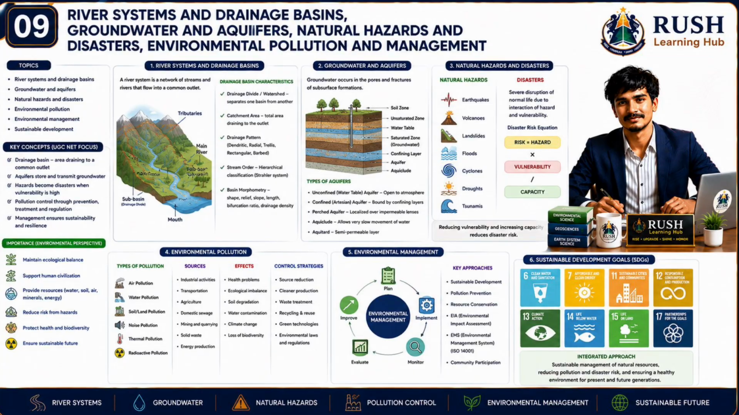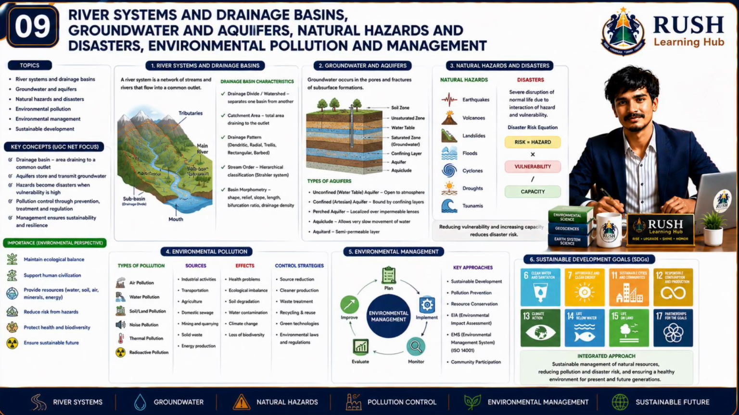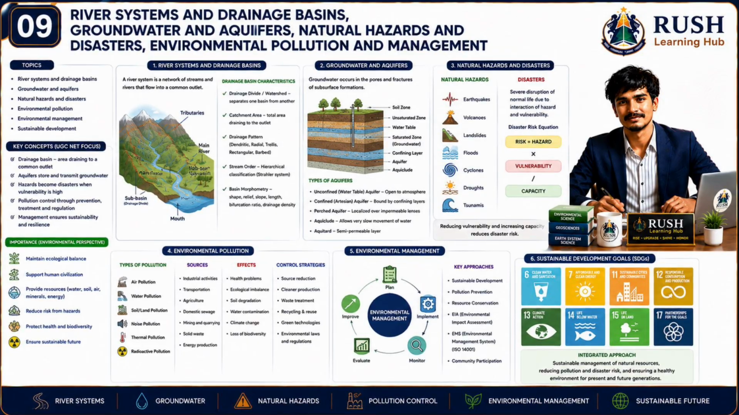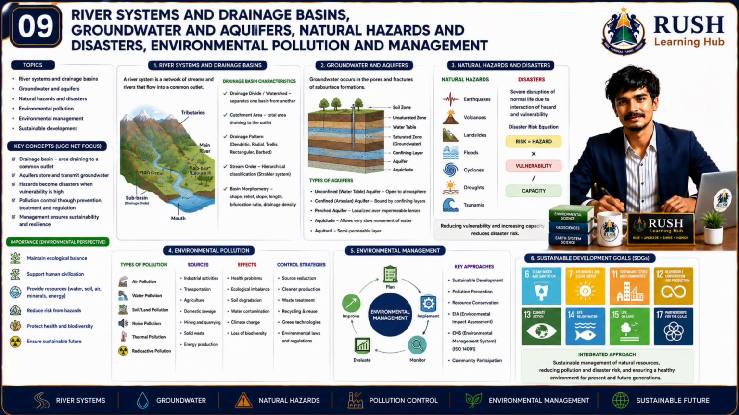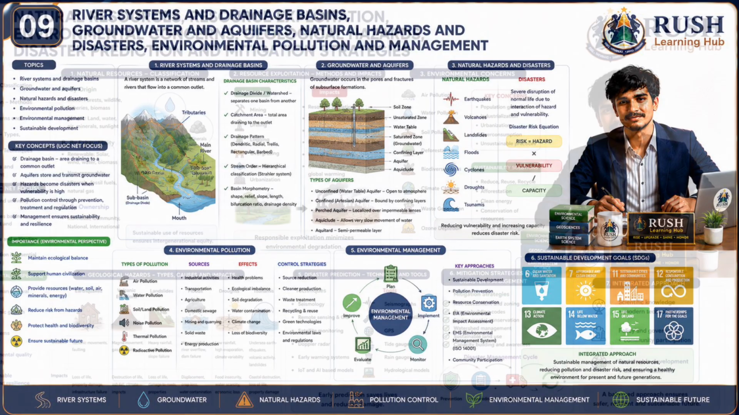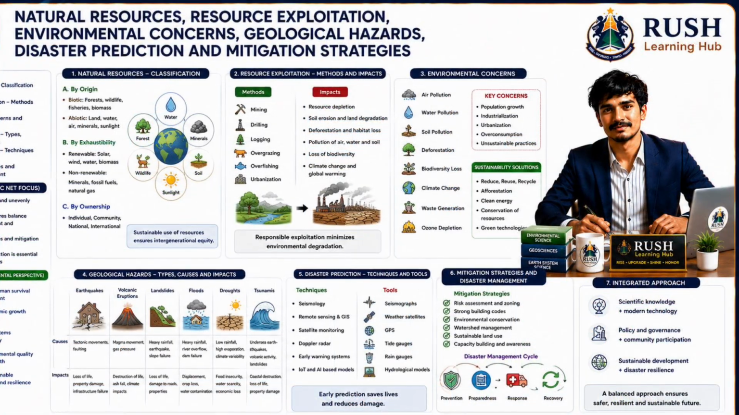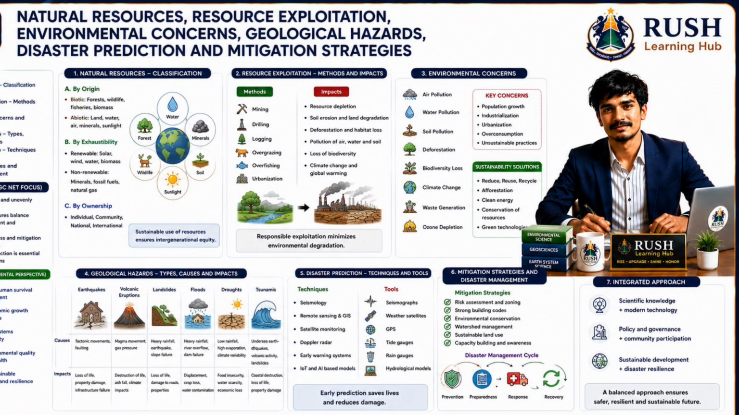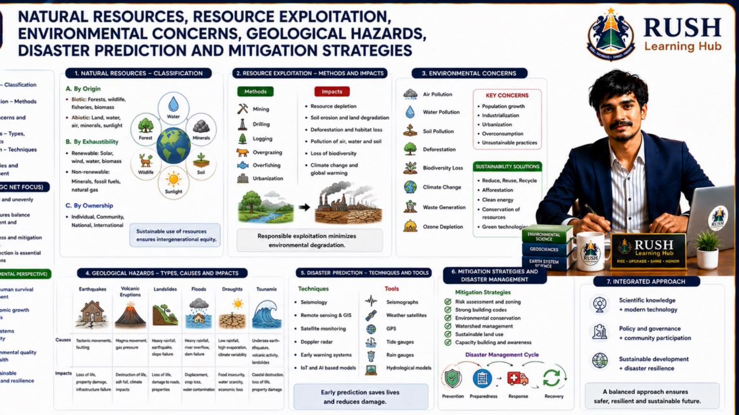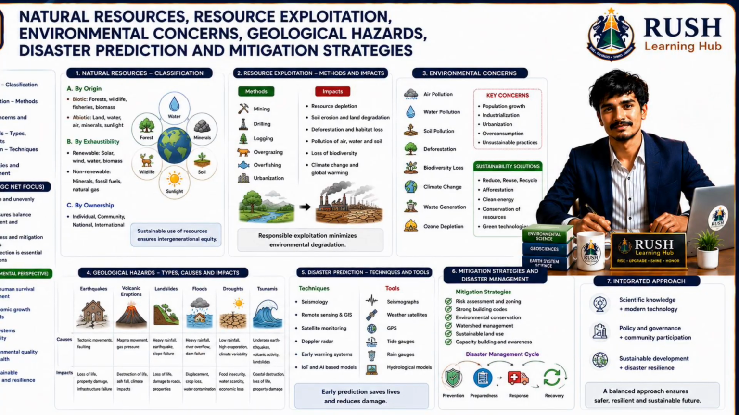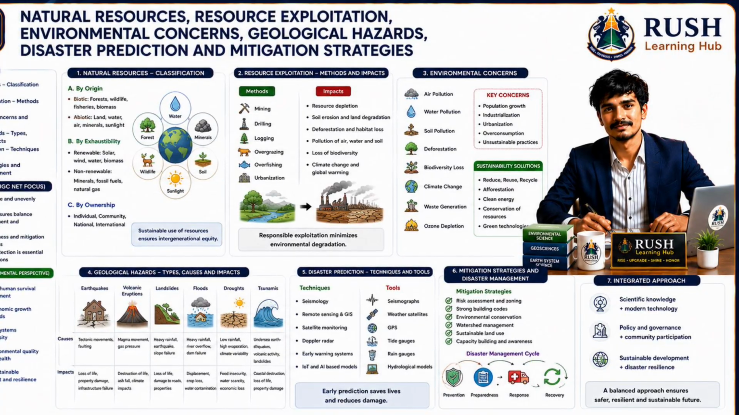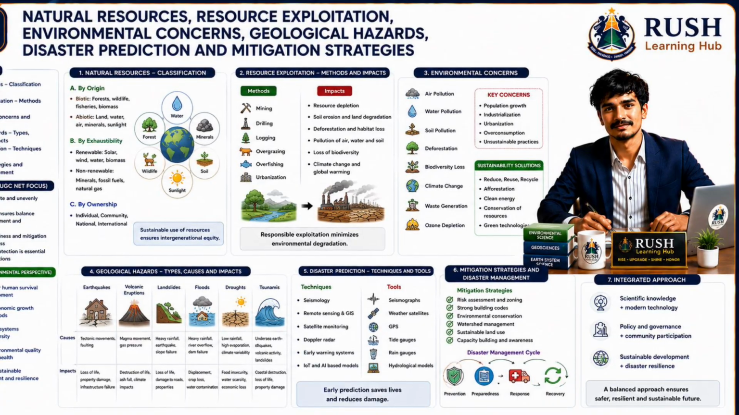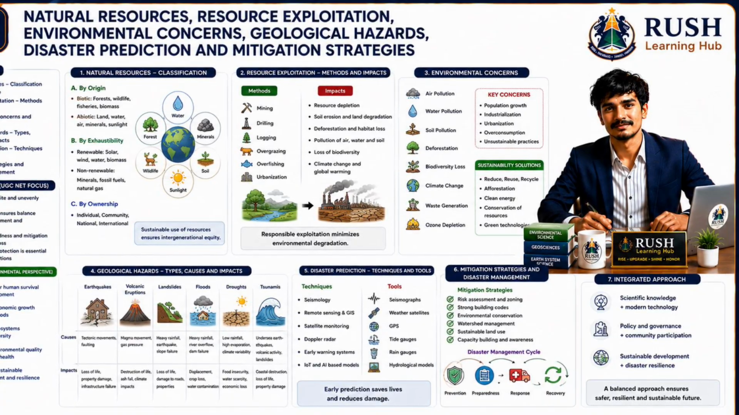These concepts are frequently asked in UGC NET and JRF examinations and are extremely important for understanding groundwater resources and their sustainable management. Let us begin with natural resources. Natural resources are materials and substances obtained from nature that are useful to humans and support life and economic development. Based on their renewability, natural resources are classified into renewable resources and non-renewable resources.